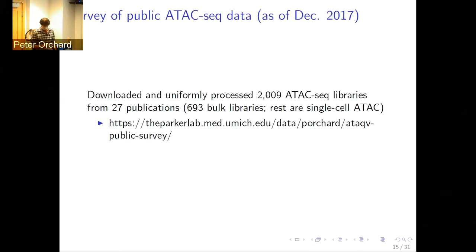But also, on a related note, we're pushing ataqv through review right now. We've got a manuscript for it, and it's under review. As part of that review, we actually did a survey of all of the public data that we could find for human and mouse. This was back in December 2017, so it's a little bit out of date at this point. But nevertheless, it has hundreds of libraries in there, including some single cell data. So if you want to compare your data to existing public data, this is a resource for that.